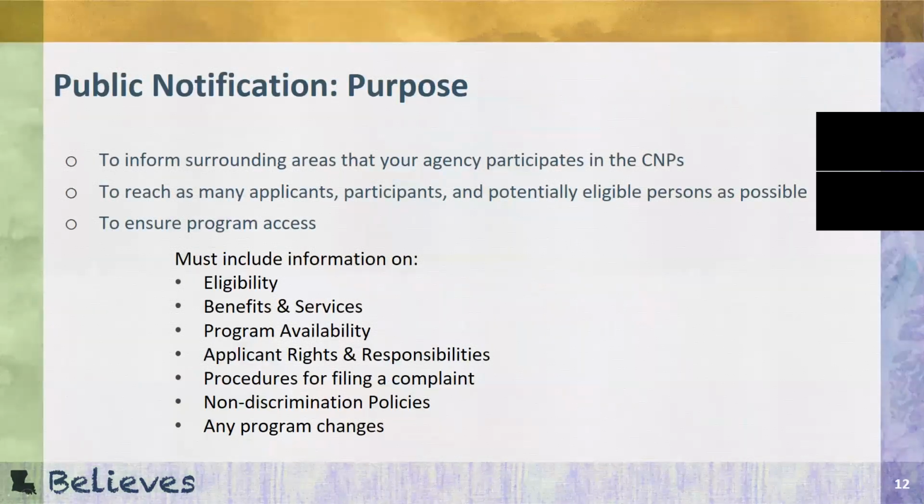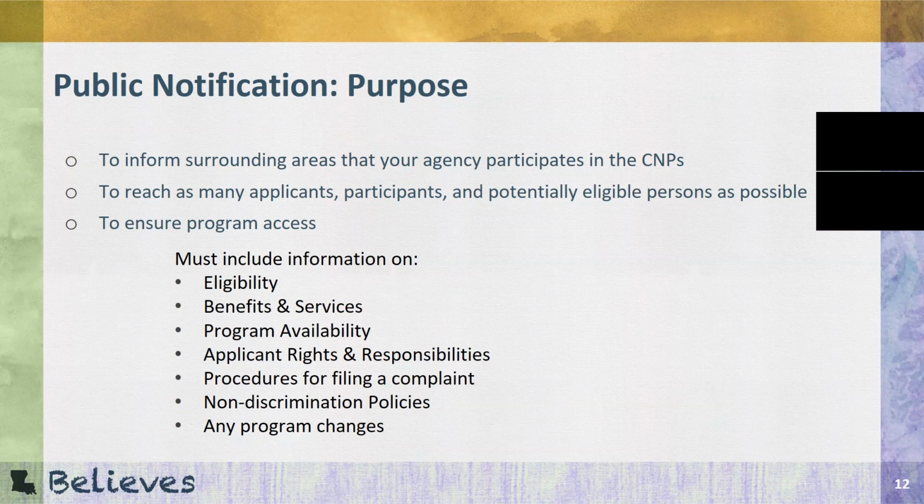All FNS assistance programs must include a public notification system. The purpose of a public notification is to inform applicants, participants, and potential eligible persons of the program availability, program rights and responsibilities, the policy of non-discrimination, and the procedure for filing a complaint. Through public outreach, CNPs are trying to ensure program access to as many potential participants as possible.